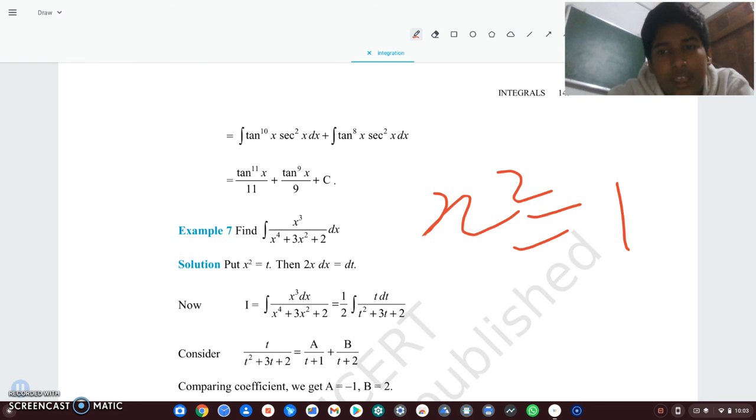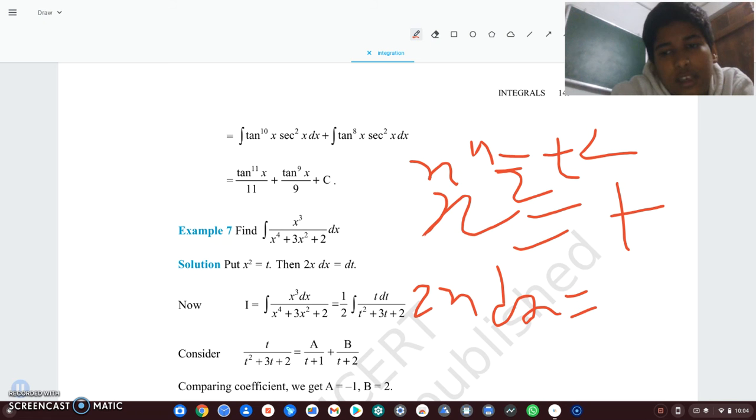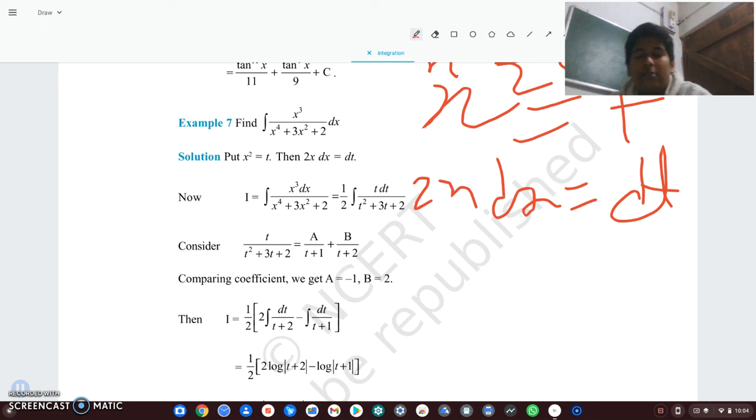Then x^4 will be t square, and x cube and 2x dx would be dt. Okay, so this is done. 2x dx will be dt, and then we would put the value. It would be x dx is equal to dt/2. So x dx is dt/2.